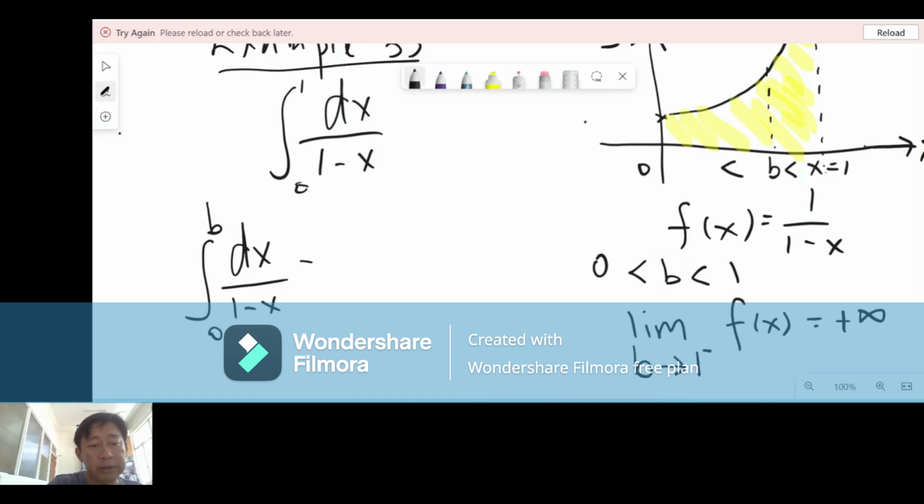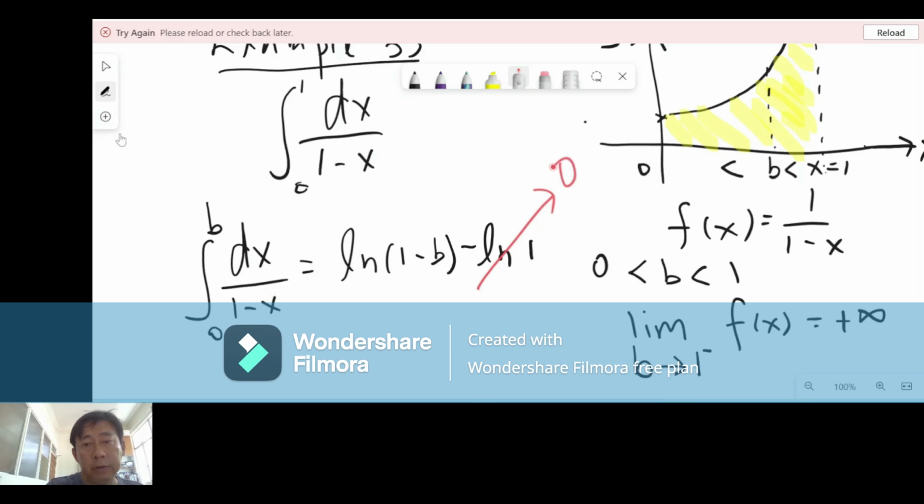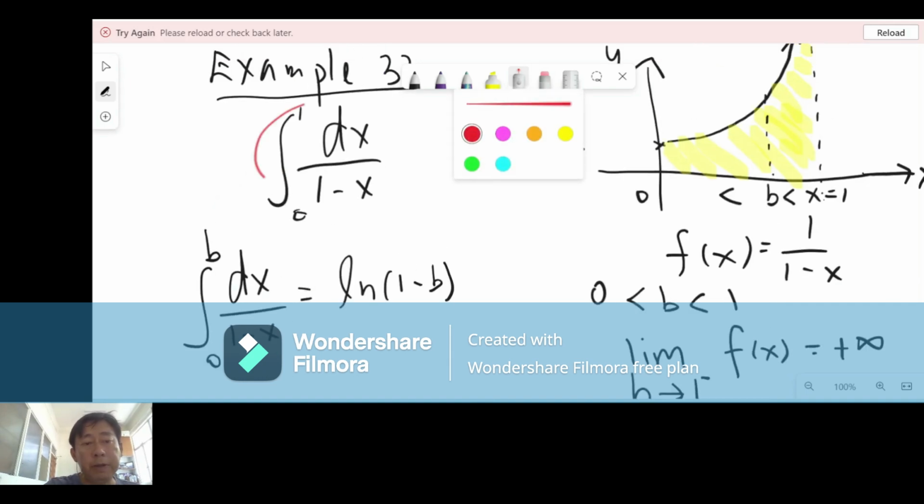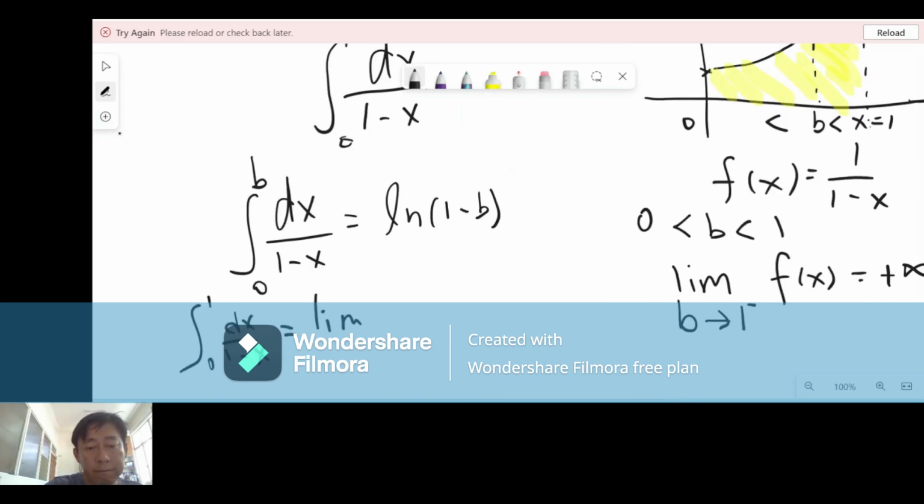This turns out to be simply equal to ln of 1 minus b minus ln of 1, where ln of 1 is simply the log of 1 minus x with x replaced by 0. And we know the log of 1 is 0, so that is simply equal to log of 1 minus b. Once we have obtained the expression of the proper integral in terms of b, the improper integration from 0 to 1 can then be expressed as the limit of the proper integral of 1 over 1 minus x from 0 to b, with b tending towards 1 from the left.